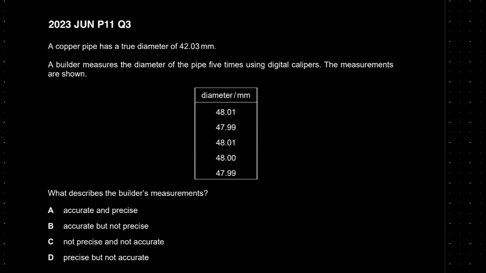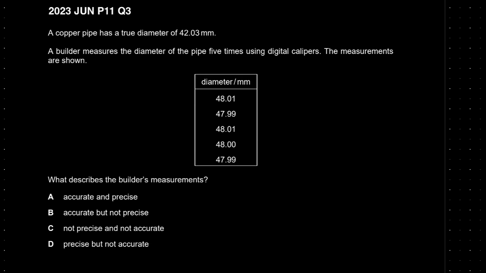Next, a copper pipe has a true diameter of 48.03 millimeters. A builder measures the diameter of the pipe 5 times using digital calipers. Measurements are shown. What describes the builder's measurement? So you have 48, 47, 48, 48, 47. Because all of these are very close to each other, I would say these are precise. But because they are very far away from the actual value, this is not accurate. So precise but not accurate. Option D is what we're going for.